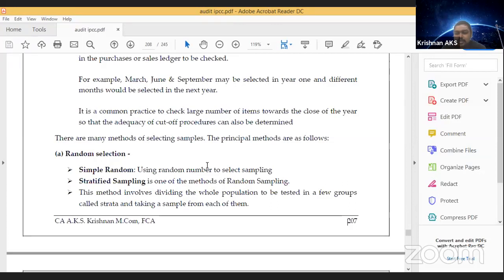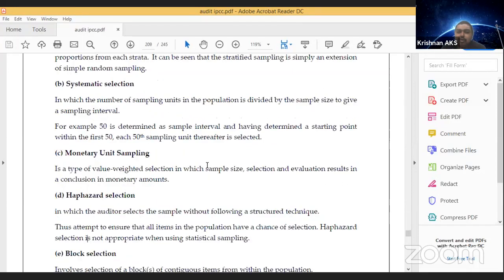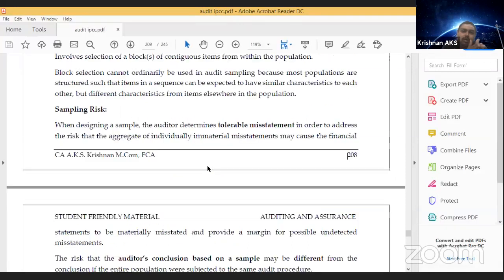This is also called cluster. Then monetary based sampling. Monetary based sampling is when, for example, there are so many hundreds of vouchers, and you split them as up to 5,000, 5,000 to 10,000, more than 10,000. It's called monetary based sampling. Then block selection. Block selection means what? 1 to 200 vouchers, just like that selecting. Or out of the 12 months, I am selecting April, September, March, kind of. That's called block sample.